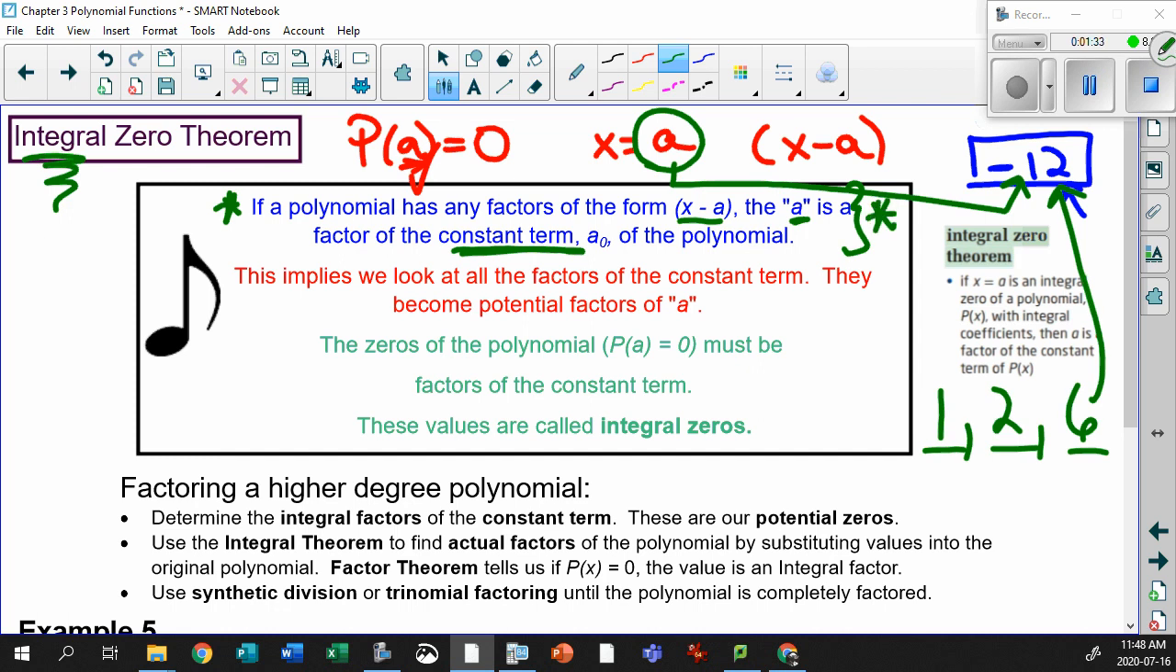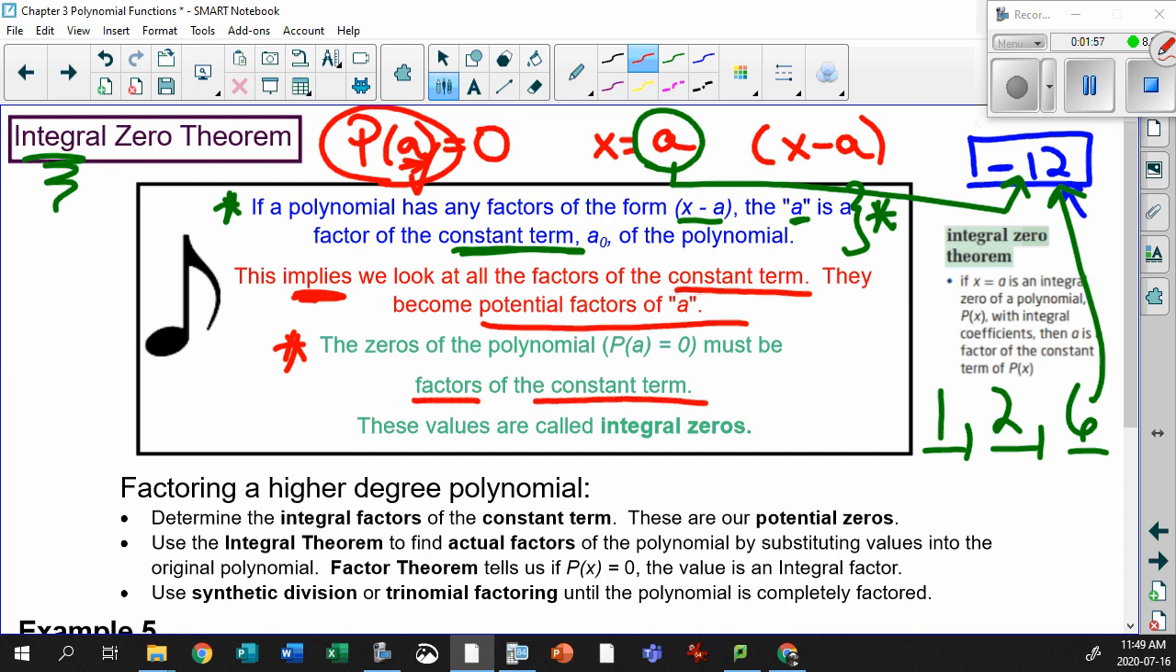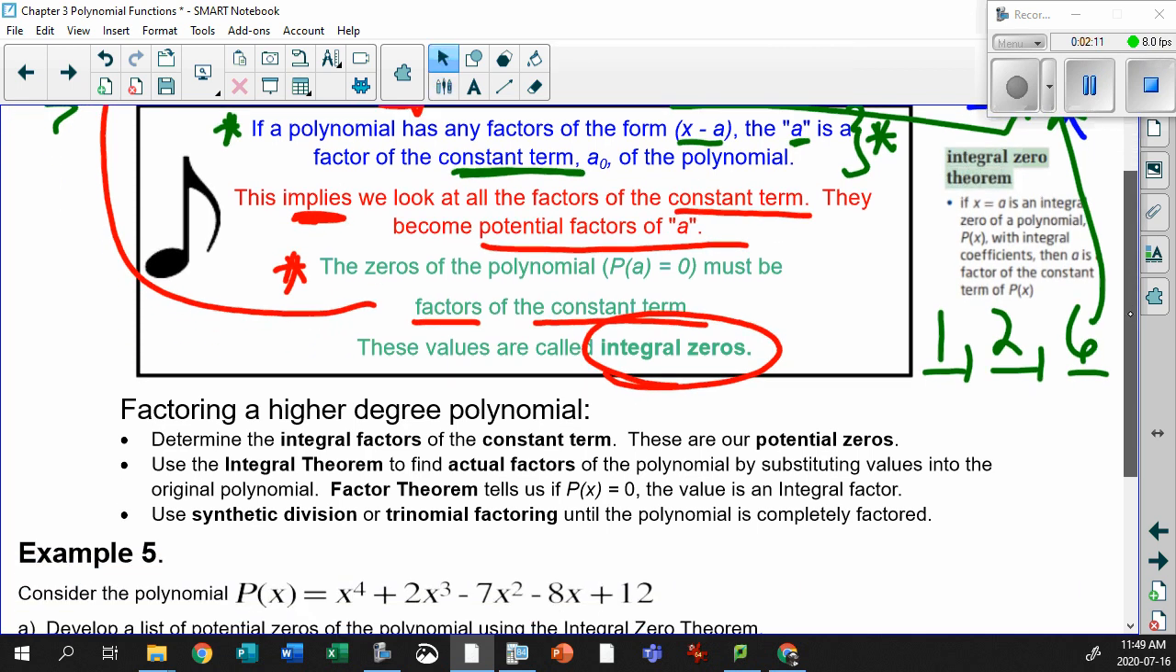So what does this mean? This implies then that if we looked at the factors of the constant term here, we could find potential factors of the original polynomial. The zeros of the polynomial, whatever the zeros are, must be factors of the constant term. And that's why they call them integral zeros. That's why this is called the integral zero theorem. So how do you go about doing this then? Let me show you. This is just going to boggle your mind.